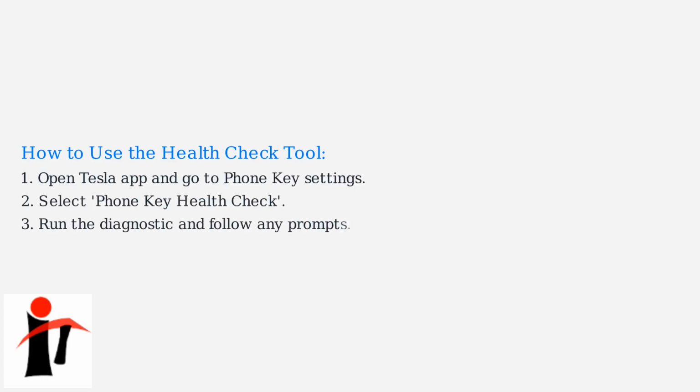Here's how to use the tool. First, open the Tesla app and navigate to the Phone Key Settings. Then select the Phone Key Health Check option. Finally, run the diagnostic and follow any on-screen prompts to complete the process.